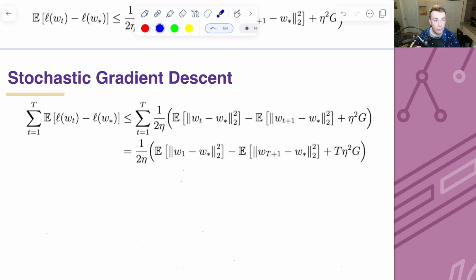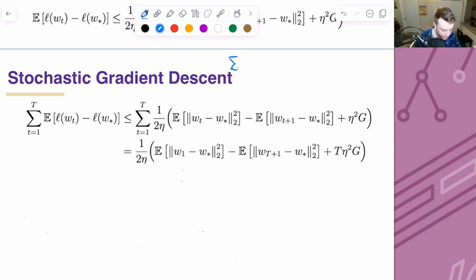Now, this is a really useful trick, especially when you're working with summations, because the format of this summation is a sum of differences, and those differences change based off index. So we're taking the expected value of the distance at W_t minus W star, minus the expected value of the distance between W_{t+1} and W star. The thing to note is that on different iterations of this for loop, these terms are repeated, and sometimes they're added and sometimes they're subtracted. So let me do a simplified example real quick.